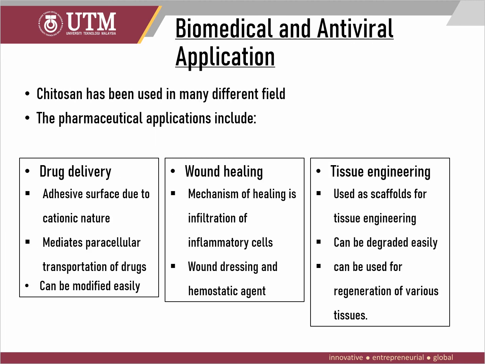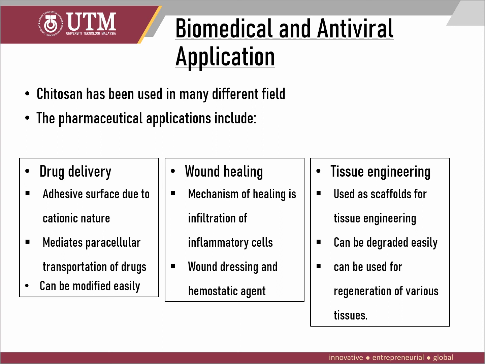The last part is biomedical and antiviral application. Chitosan has found attention in many different fields including pharmaceutical, medical, cosmetics, agricultural, and food industry. The pharmaceutical applications of chitosan include drug delivery, wound dressing, and tissue engineering. Hydrogels based on chitosan and its chemically modified forms are investigated in several drug delivery applications.